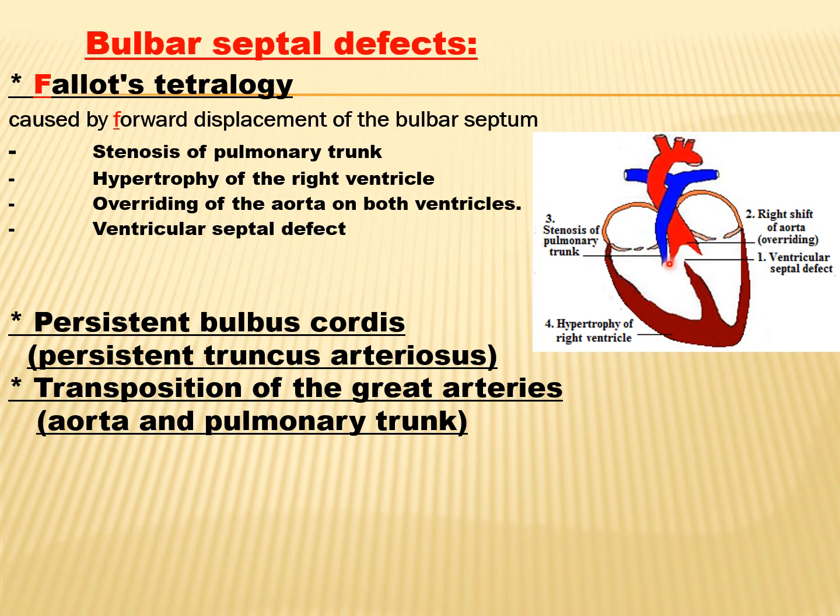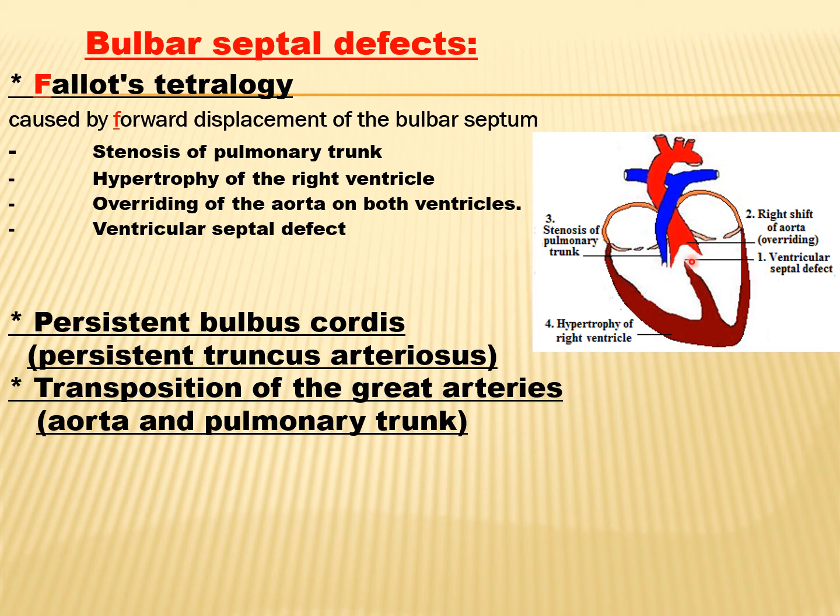Anterior displacement here in the part attached to the ventricle. As you know, in the lower part the aorta is posterior to the pulmonary trunk, or the pulmonary trunk is anterior to the aorta, as we said before. So when forward displacement of the bulbar septum occurs, it results in stenosis of the pulmonary trunk, and on the other side, widening of the aorta.